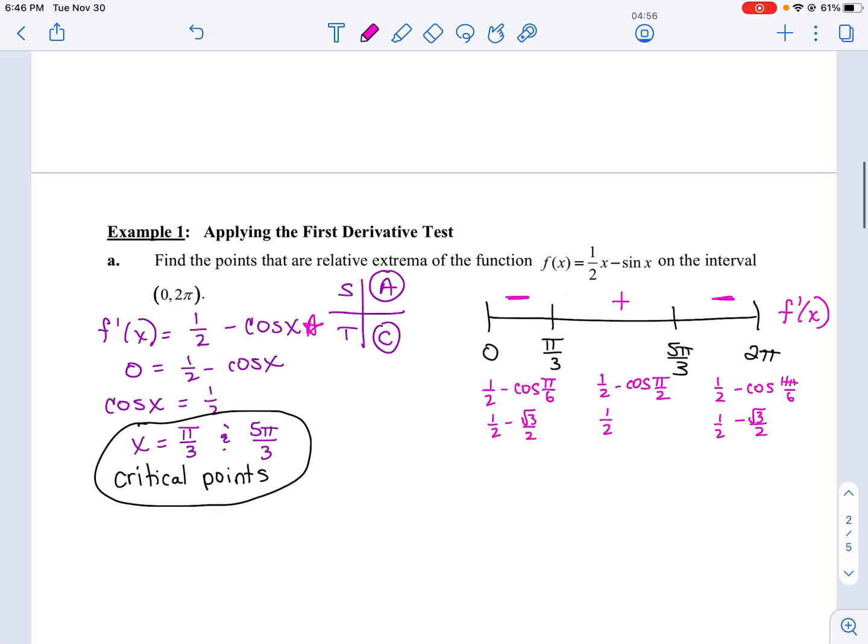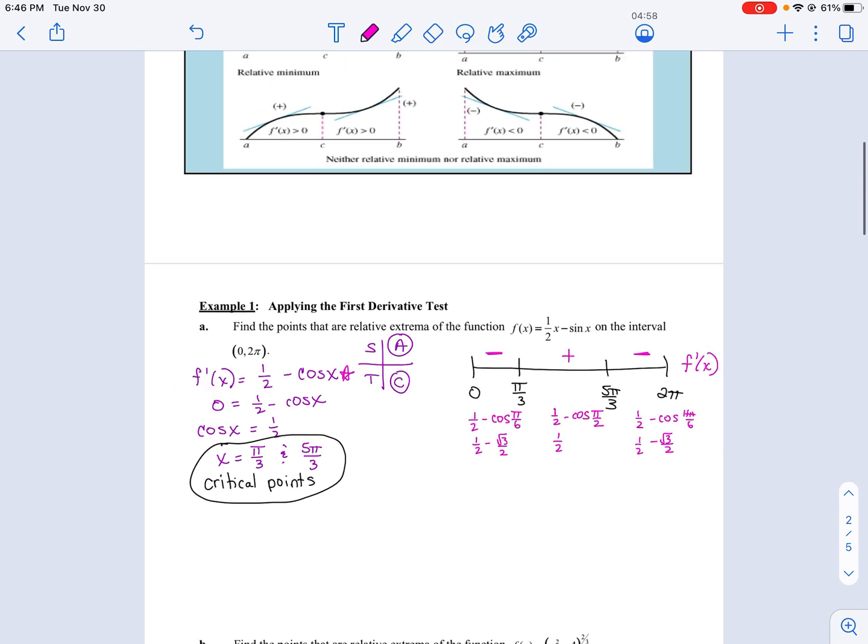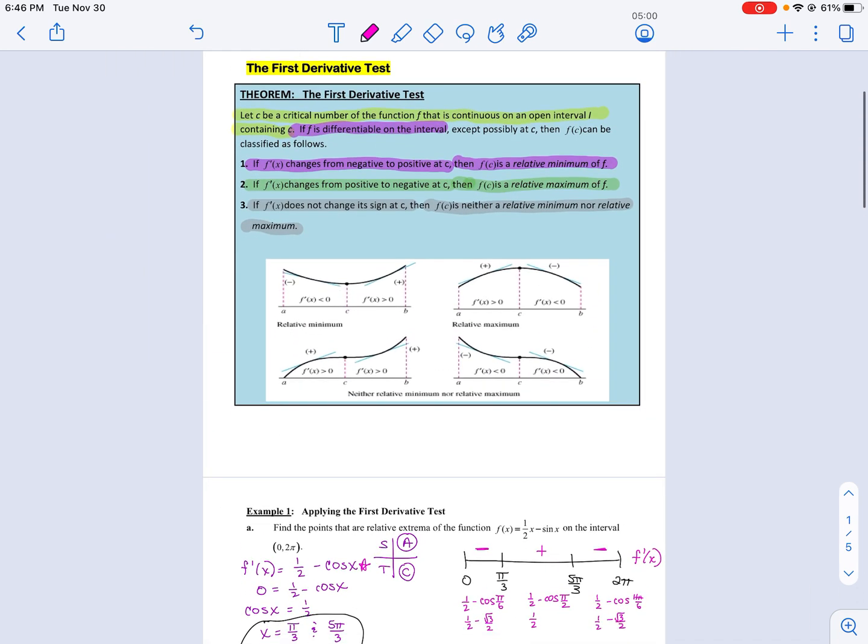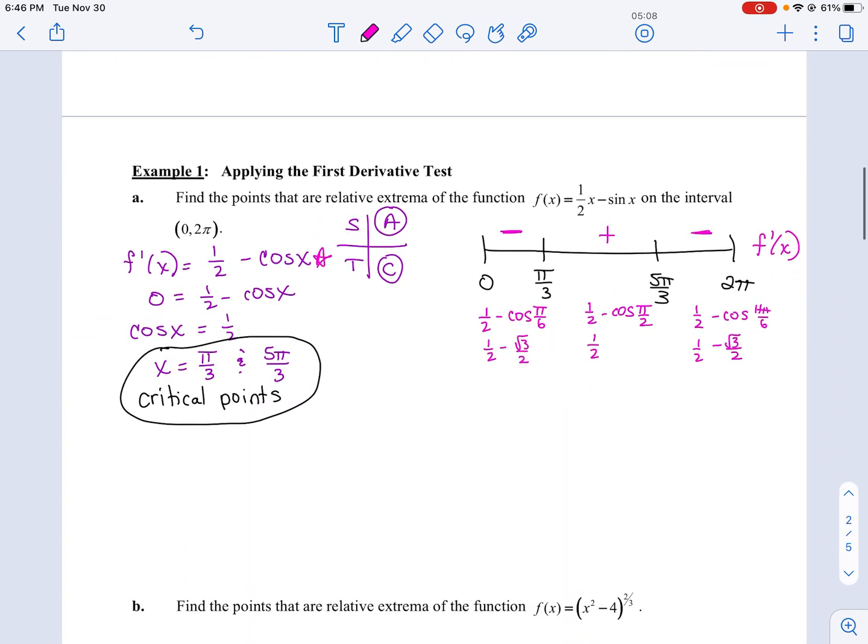So here's the big idea. Where f prime of x changes from negative to positive, that's going to be a relative minimum. So watch what we're going to do. Change colors. And so I know x equals pi over 3. So let's go ahead and do f of pi over 3 and f of 5 pi over 3.